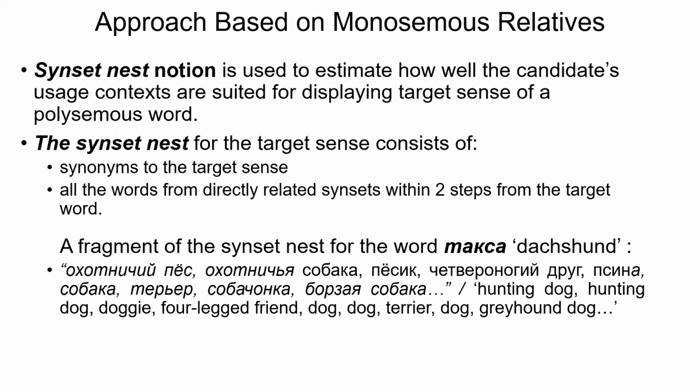To measure the suitability of a monosemous candidate to display the target sense of a polysemous word, we exploit the notion of a synset nest. The synset nest consists of the synonyms to a target sense and all the words from directly related synsets within 2 steps from a target word. In the following example, we present a fragment of the synset nest for the word taksa in the sense dog.